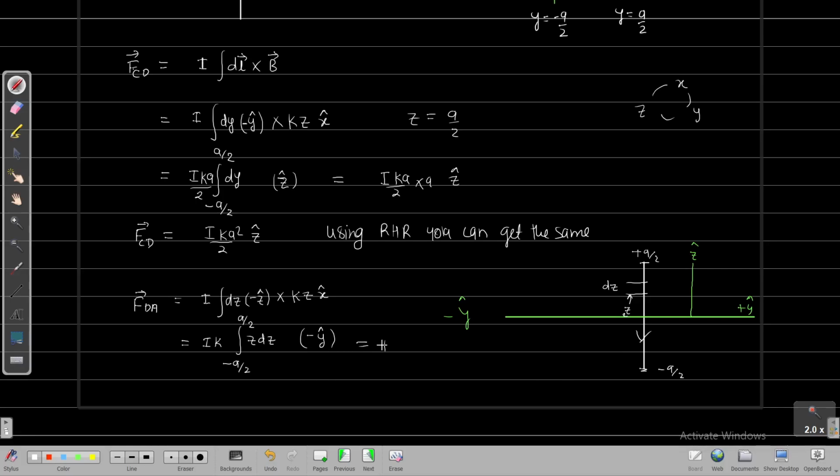Now when you solve this, I k times z square over 2, from minus a by 2 to a by 2. Am I making some mistake? No, it's fine. So when you put in the limits, upper limit minus lower limit, it will be 0. I used the property of even and odd functions directly, because z is an odd function. For an odd function, if the limit is from minus a to plus a, or minus a by 2 to plus a by 2, it is directly 0. There is no need to solve this, but I solved it because you people were having doubts.